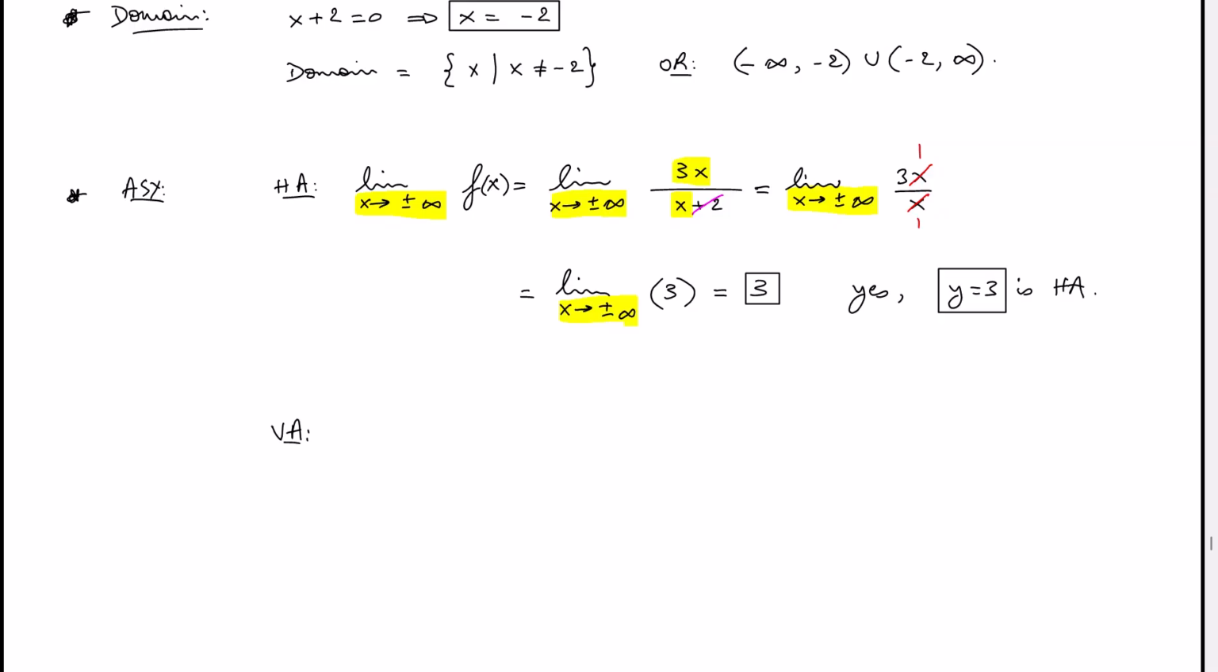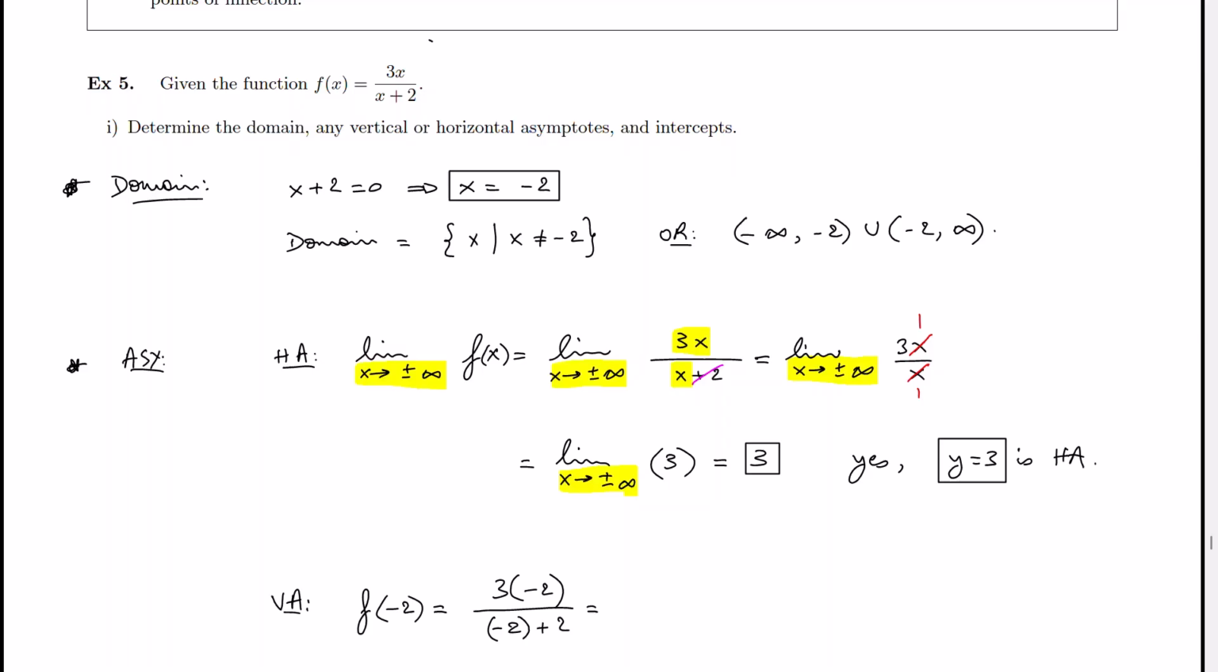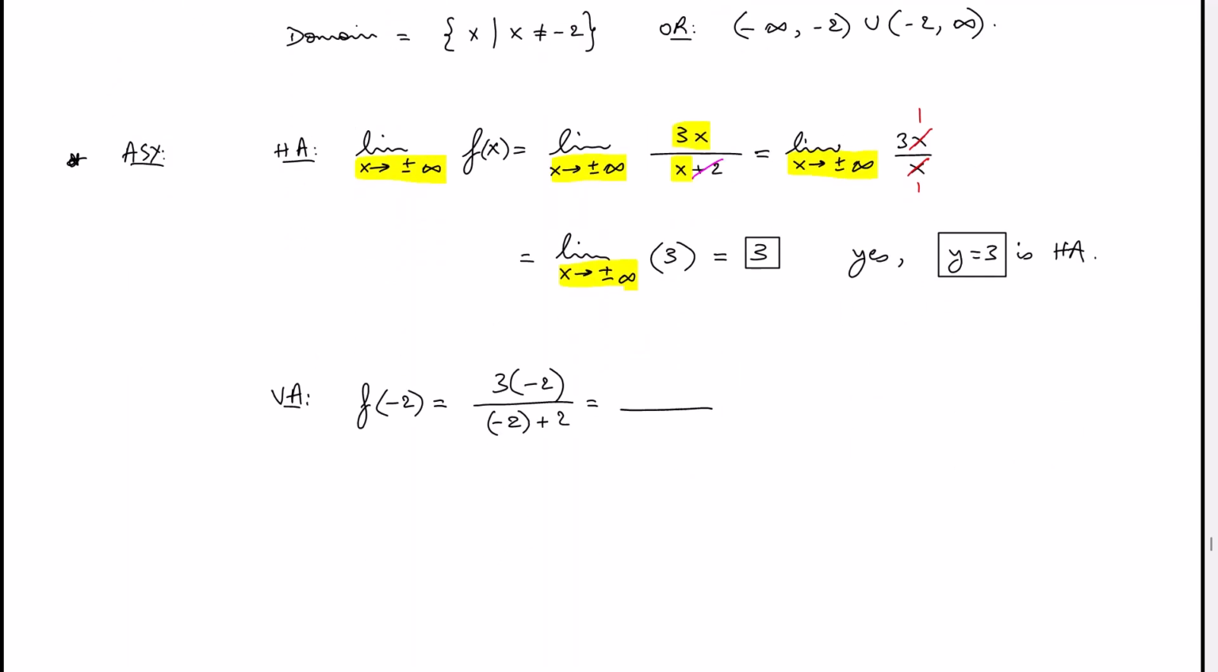And to quickly decide, I'm just going to plug the negative 2 into the function and see the form that I get. Do I get 0 over 0? Or do I get some random number divided by 0? Now remember, the function is 3x over x plus 2, so I'm going to have 3 times negative 2 divided by negative 2 plus 2. Plugging the negative 2 in, I'm going to see a negative 6 on the numerator and a 0 on the denominator. This does not have the form 0 over 0.